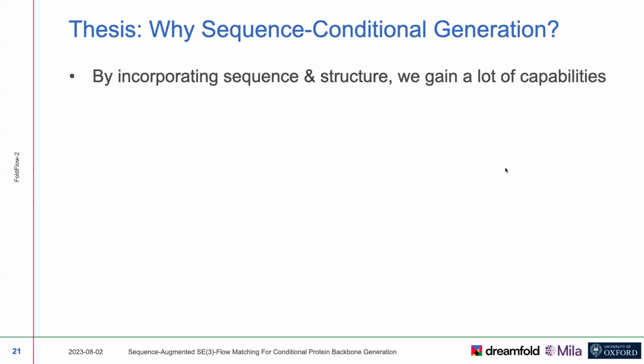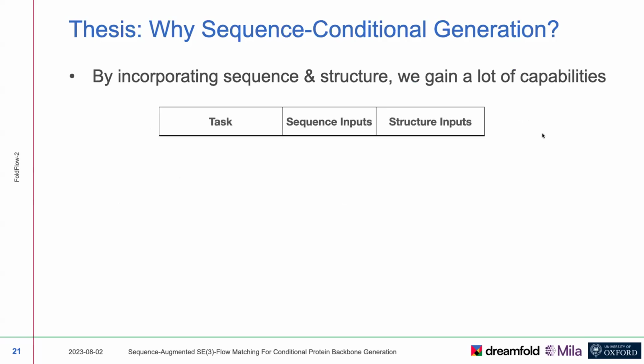So if we do this, what capabilities do we gain? You can think of parameterizing the different tasks by what the inputs look like. We now have two different modalities of input, sequence and structure. If you fully mask the sequence and you pass in noise as the structure, that corresponds to unconditional generation, the same as FoldFlow-1 or a lot of different models.